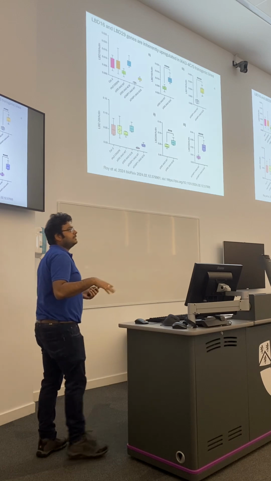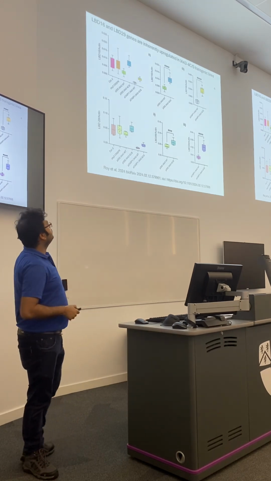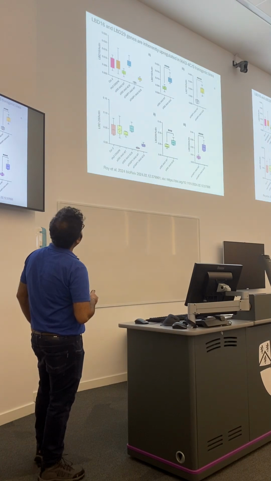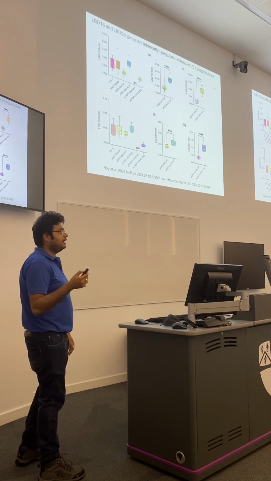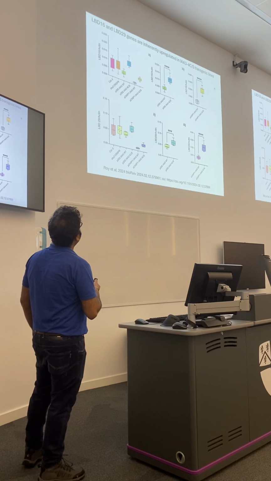So the target genes implicated in lateral root development, LBD16 and LBD29, we wanted to assess their expression status in the cysteine mutant. Interestingly, we found that in the cysteine mutant, LBD16 and LBD29, which are key players in the lateral root development process, are transcriptionally upregulated.